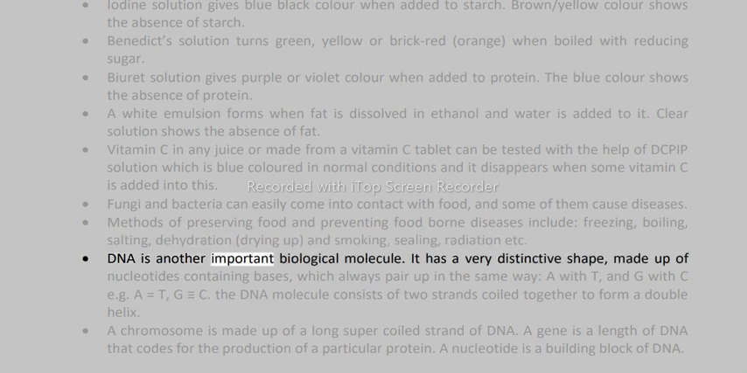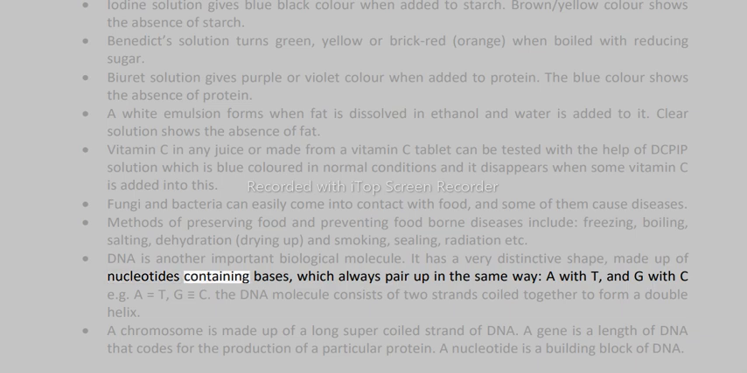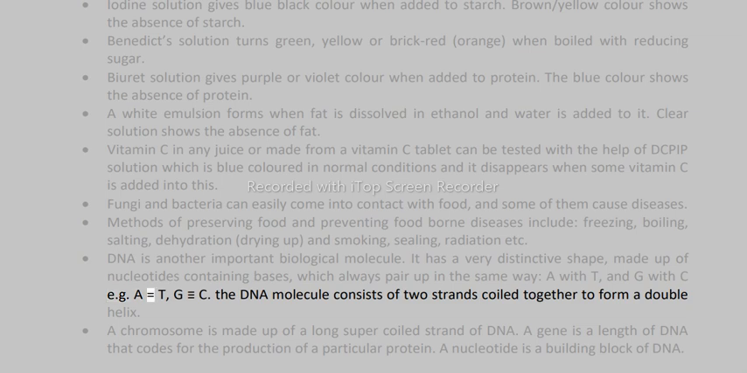DNA is another important biological molecule. It has a very distinctive shape, made up of nucleotides containing bases, which always pair up in the same way: A with T, and G with C, e.g. A equals T, G, C. The DNA molecule consists of two strands coiled together to form a double helix.